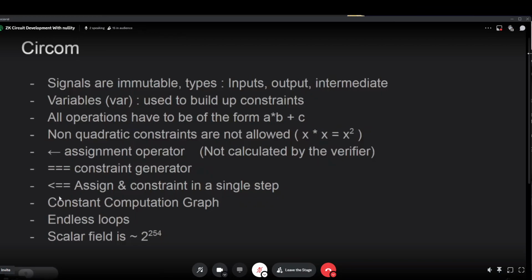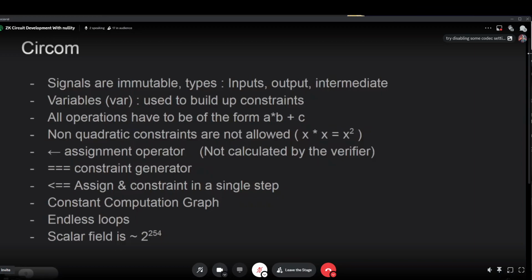Circom has a constant computation graph. So if you come from a TensorFlow sort of background where you have a static computation graph, you cannot run endless loops or loops of your choice, or the variable computation graph, I would say, like in normal programming.